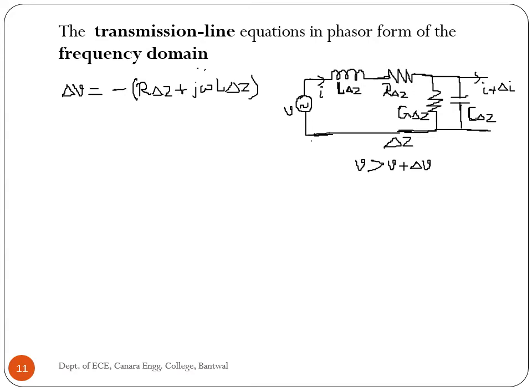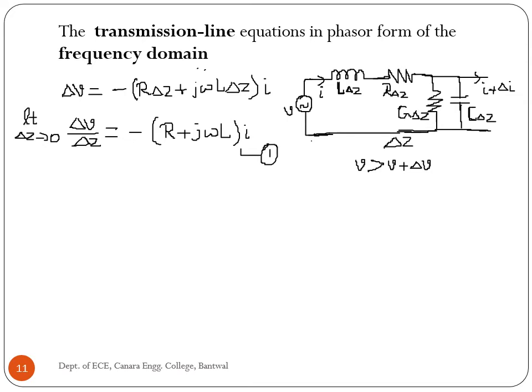Now apply the limit. Limit delta z tends to 0. Delta V by delta z is equal to minus (R plus j omega L) into I. Sorry, I forgot to write here into I. This is equation number 1. This can be written like this: dV/dz equals minus Z into I. Z is the impedance. So what is the impedance? Impedance is R plus j omega L.